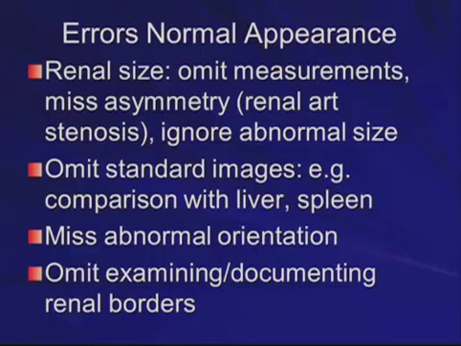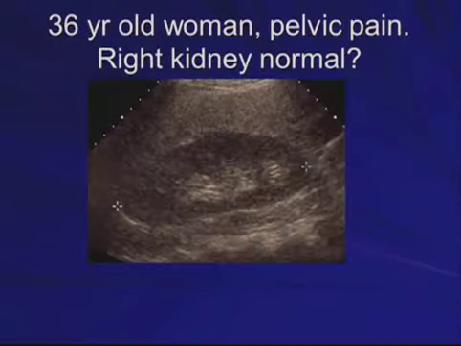Abnormal orientation is a more difficult problem to miss because unless you're actually scanning the kidney, you may not realize that the kidneys are abnormal in orientation. And so it's important that if you are not directly scanning the patient, that you are made aware by your sonographer of what that orientation is. And then finally, it's very important that whenever you see the kidneys in an image, you're able to see all the borders of each kidney.